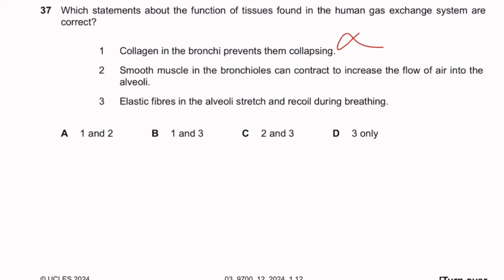Smooth muscle in the bronchioles can contract to increase flow of air in the alveoli. Actually, if they contract, it means that they make the opening narrower, and so this does not increase the airflow. Elastic fibers in alveoli stretch and recoil during breathing. That is true. That does happen. So it's D, just 3 only.